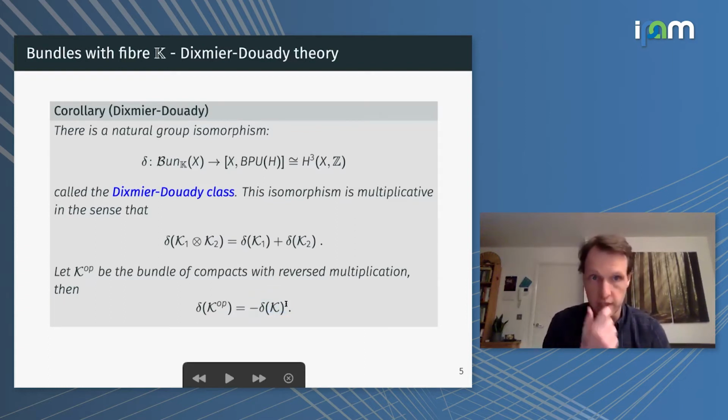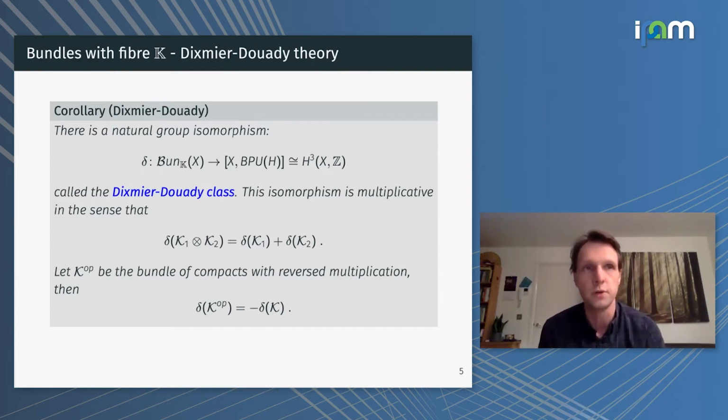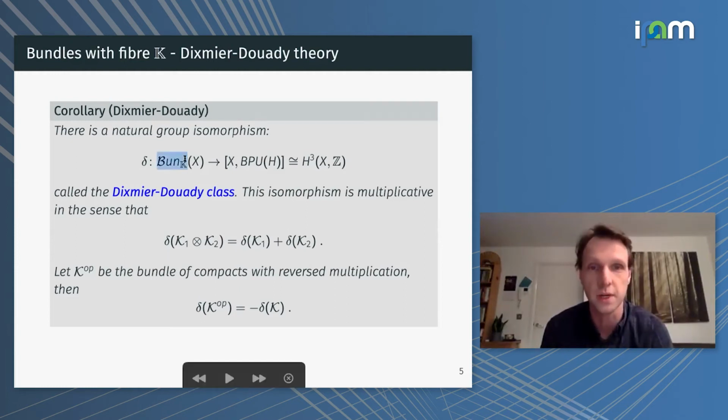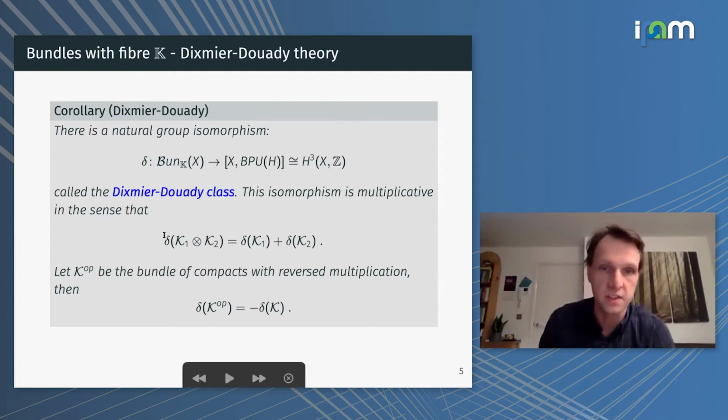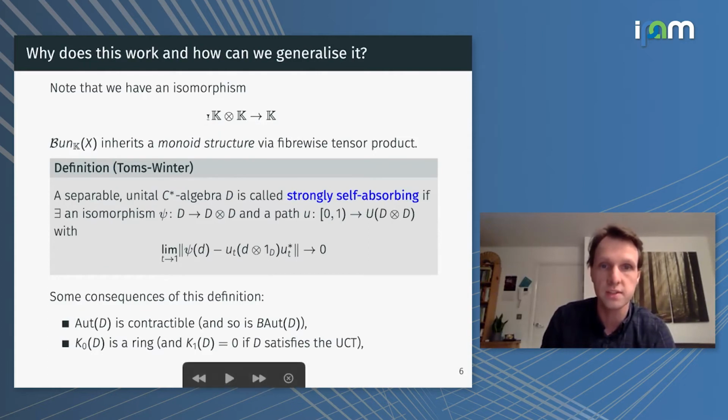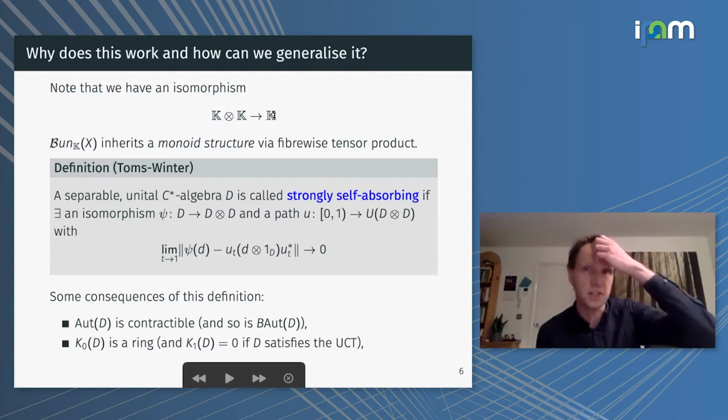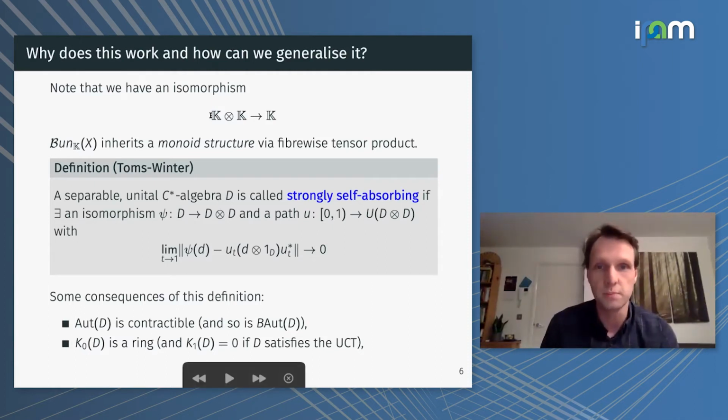So that's all very nice, but compact operators are also kind of a boring C-star algebra. So the question is, can we somehow generalize this to more interesting C-star algebras? And the first question you should ask is, why did this work in the first place? Why did compact operators work so well here? One thing that made this work is this monoid structure that you have on the left-hand side. And that's, of course, based on the fact that if I take the compacts and tensor them with the compacts, I get something that's isomorphic to the compacts again. And that should remind you of something.